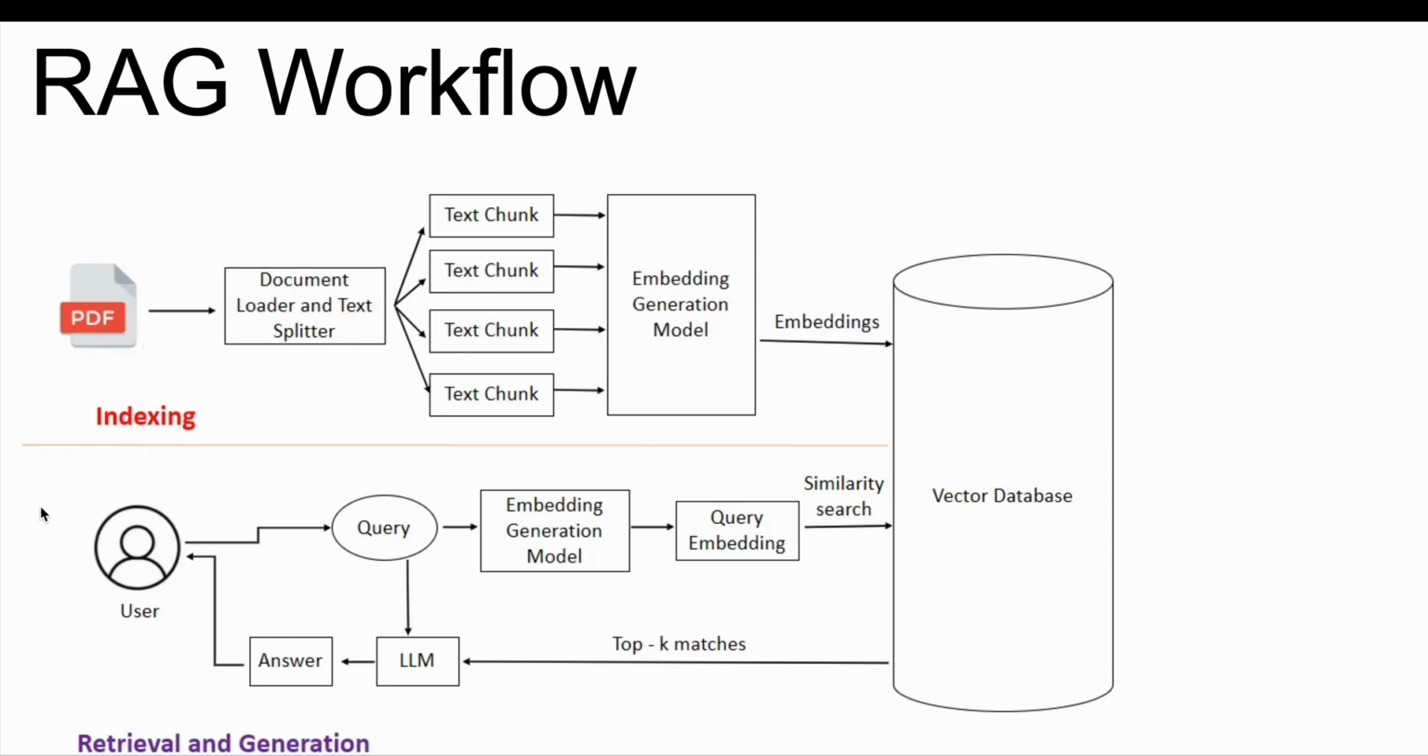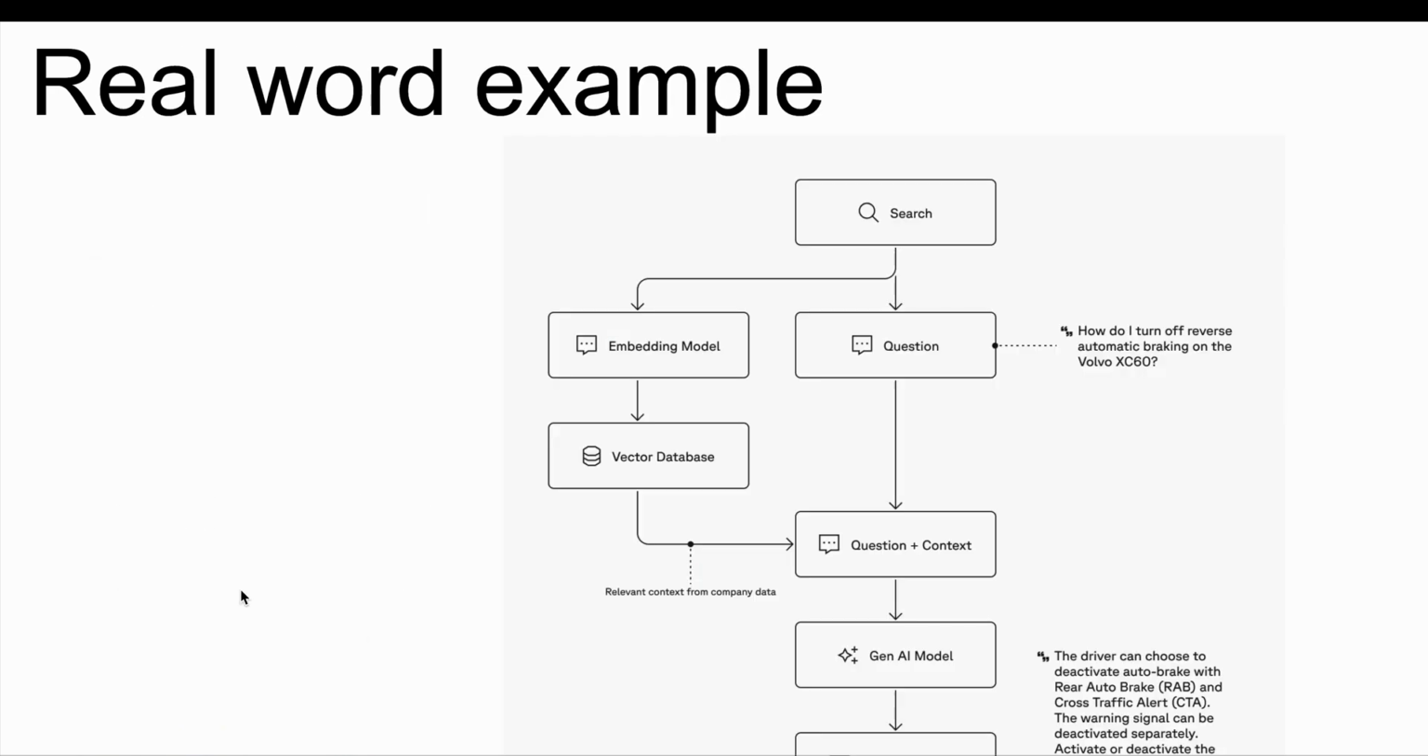Now the user asks a question, the user makes a query. We'll use the embedding model to create a query embedding, a vector representation of the question, right? Then we'll do a similarity search, and the top matches will be passed to the LLM, and the LLM will refine the response and send it to the user, right? So this is how the RAG workflow works.